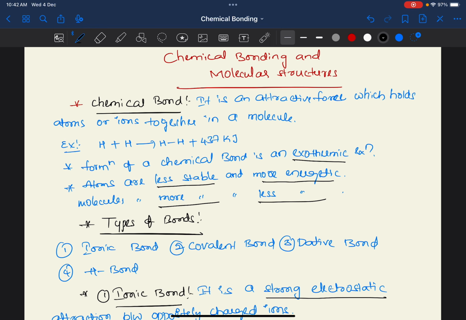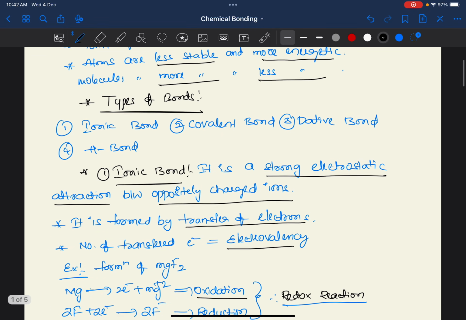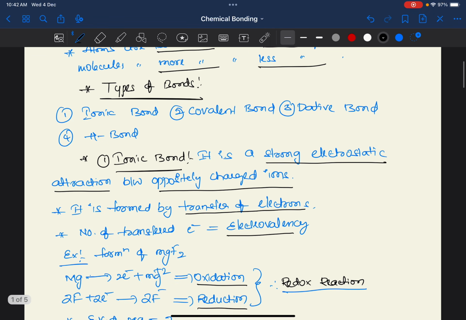Now, types of bonds. So what are the types of bonds? Majorly four types of bonds are there: ionic bond, covalent bond, dative bond and hydrogen bond. Let me discuss the ionic bond.